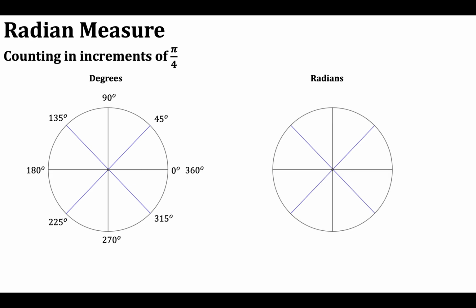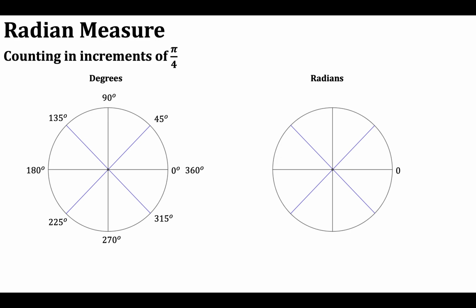Let's try it now in radians. So we're starting with 0 as always, and I forgot to say this earlier. Obviously when we're writing an angle in degrees, we need our degrees symbol. When we're writing in radians, we don't need that. So make sure you're not putting a degree symbol on your radians ever.